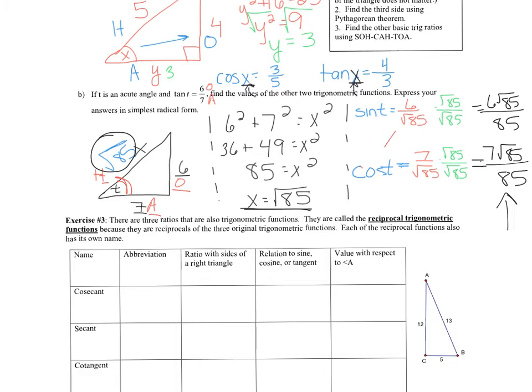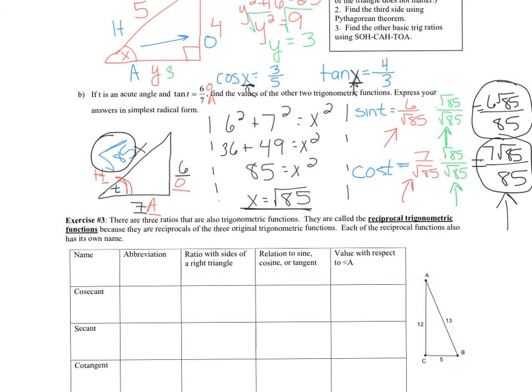I set up my ratios for sine t and cosine of t. Both of them have a radical in the denominator, so I had to multiply by radical 85 over itself in both cases, and then I ended up with these lovely answers on the side, 6 radical 85 over 85 and 7 radical 85 over 85.